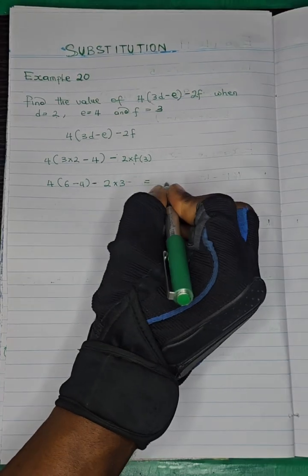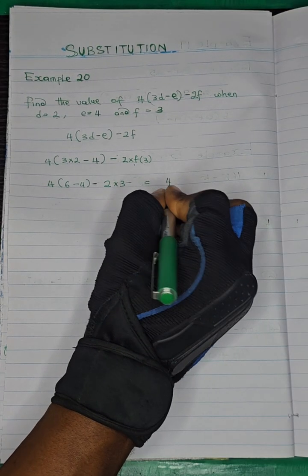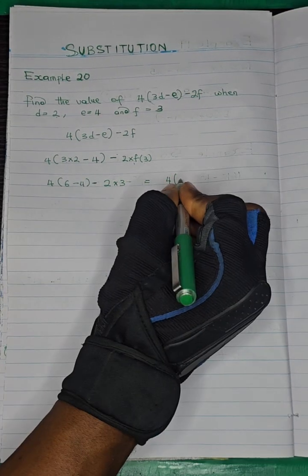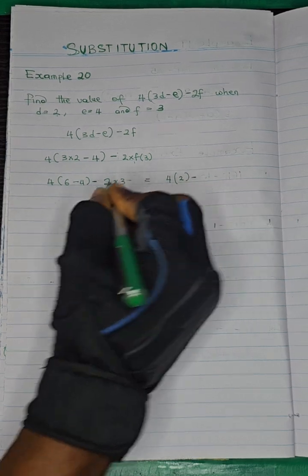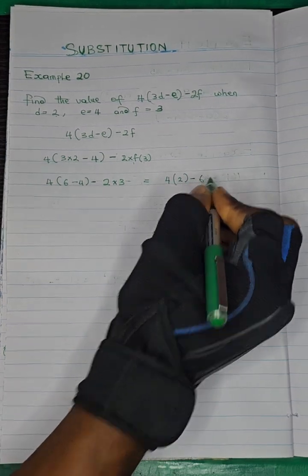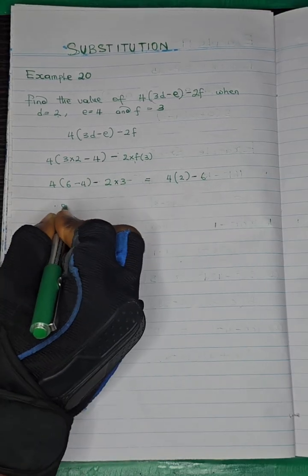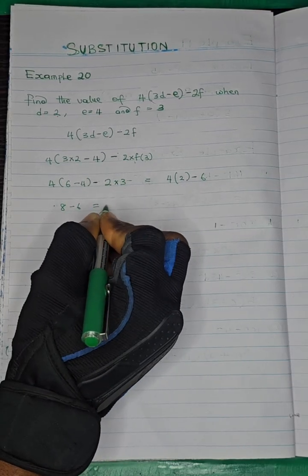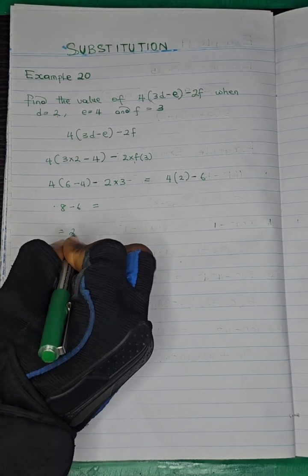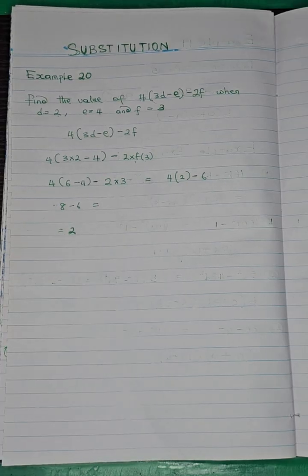So this is equal to 4. 6 minus 4 is what? 2. Minus 2 times 3 is what? 6. So you have 4 times 2, which is 8, minus 6, which will give you what? 2 as your final answer.